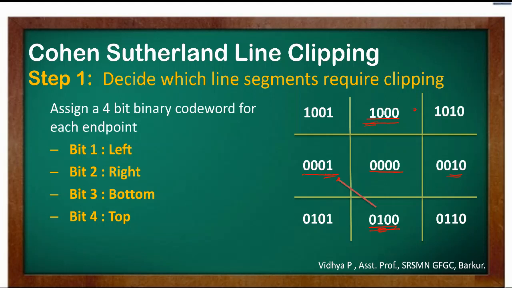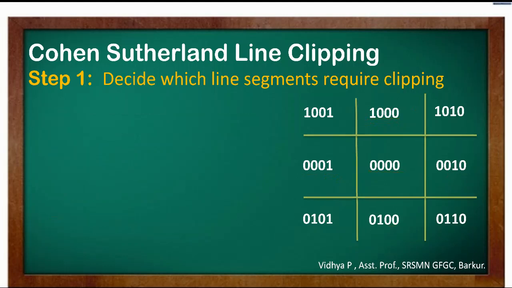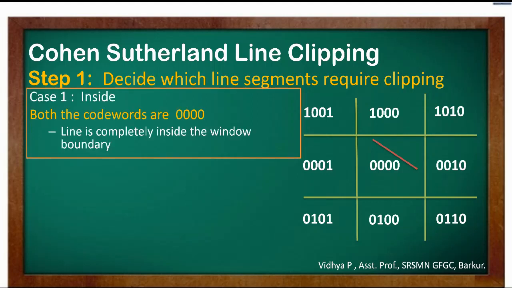Once we assign a code word, we have to decide whether we need clipping or not. If the particular line is completely inside, then it does not require any clipping. So to identify that, we are going for this condition. Case 1. If both the code words are 0000, then the line is completely inside the window boundary. Case 2. This line is completely outside.